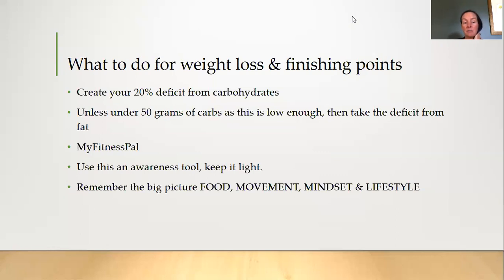When you start using MyFitnessPal, if you choose to, you'll be really pleased to see that a lot of the foods that you eat are already in the database, so you can just bring those across. Anyway, so don't freak out, basically. Give it a go if it feels like something you want to do.